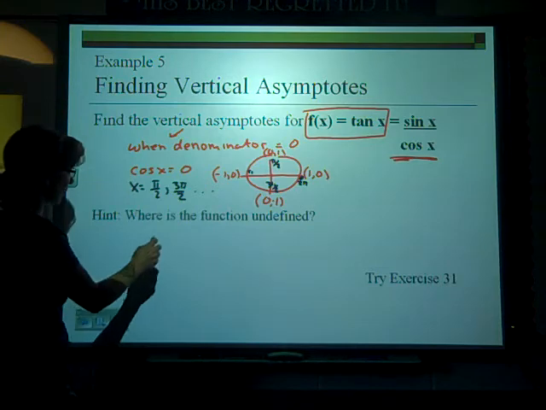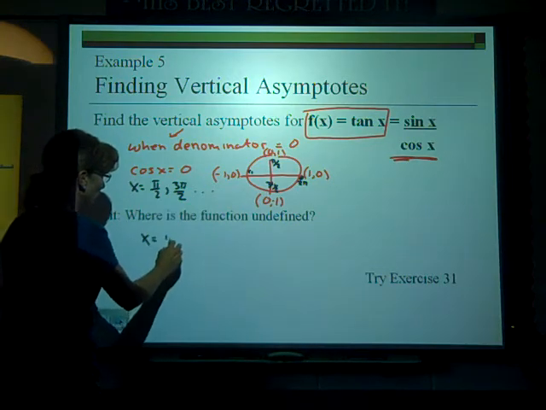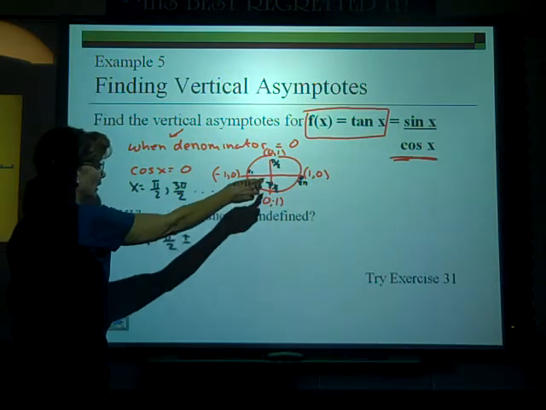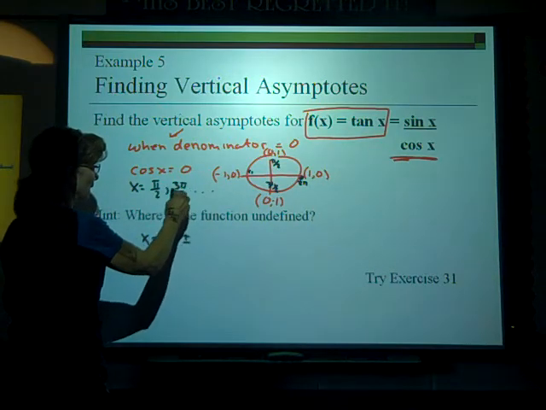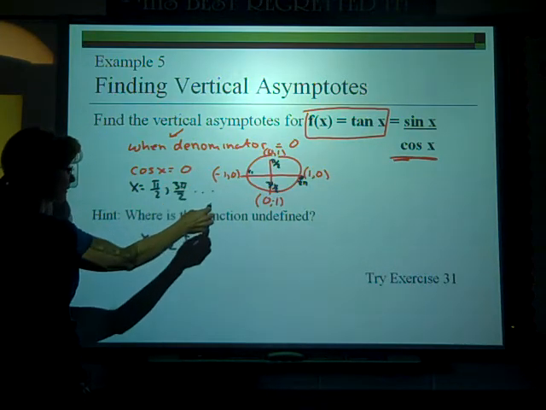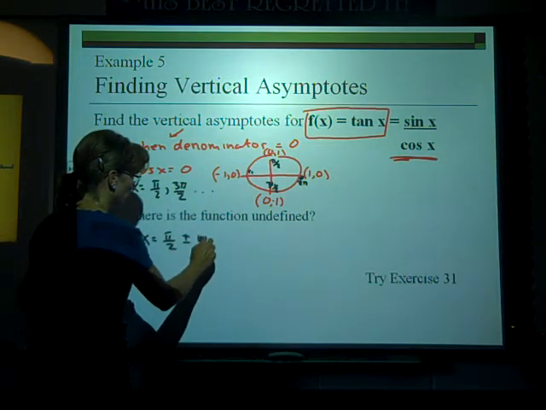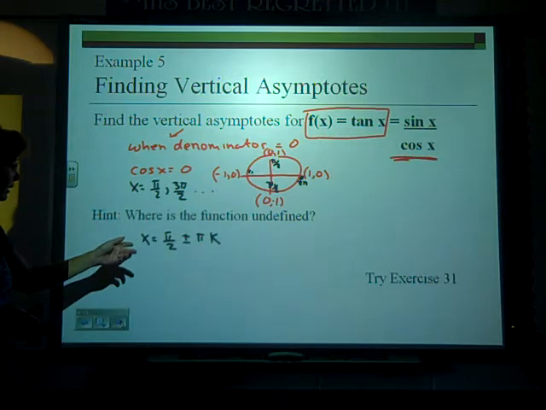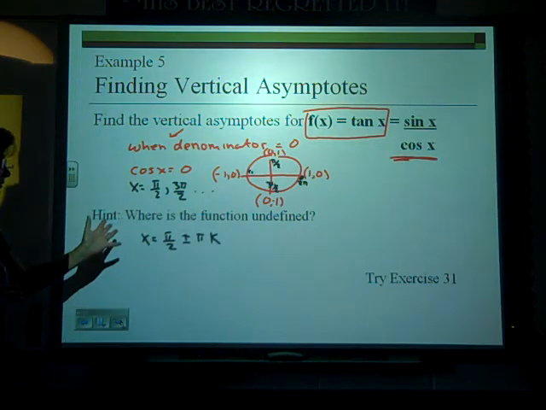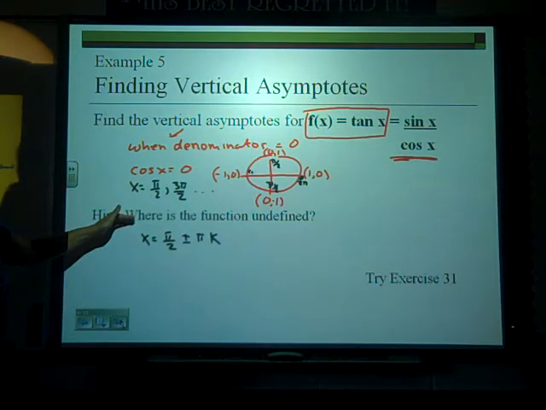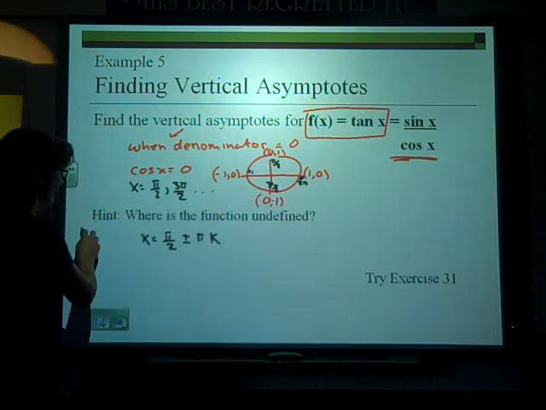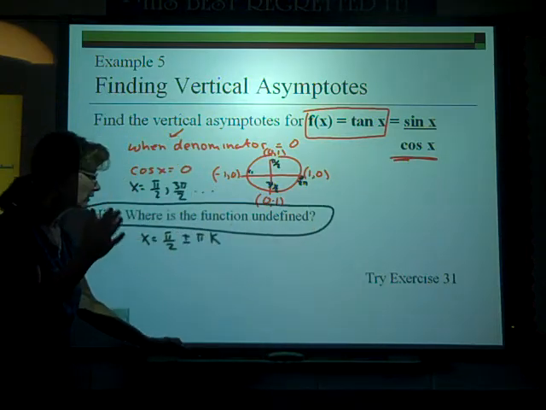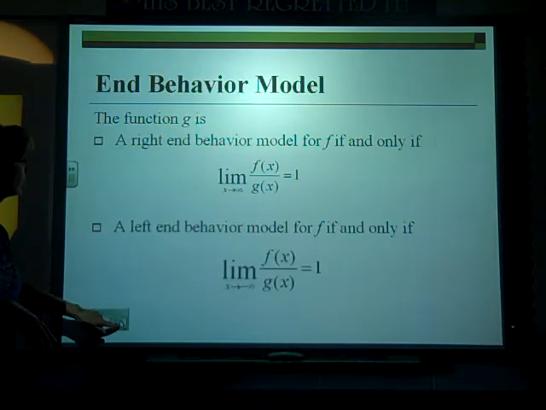So we can just say it's for x equal to pi over 2 plus or minus, and we're going by pi's here, pi k, or k pi. So that's where we're going to have our vertical asymptotes every time, and that's always what we're thinking. When is the function undefined? When is the denominator equal to 0?